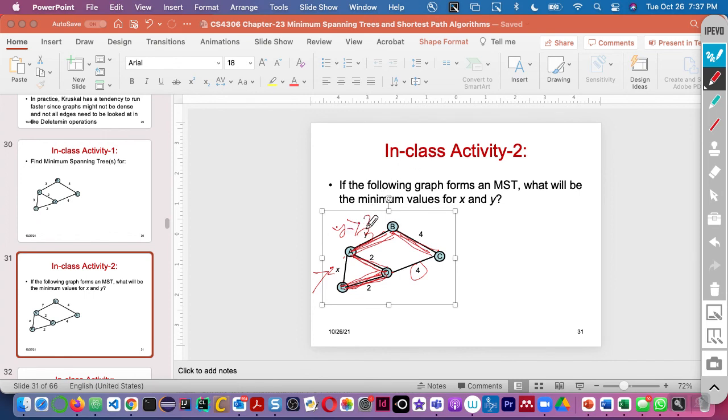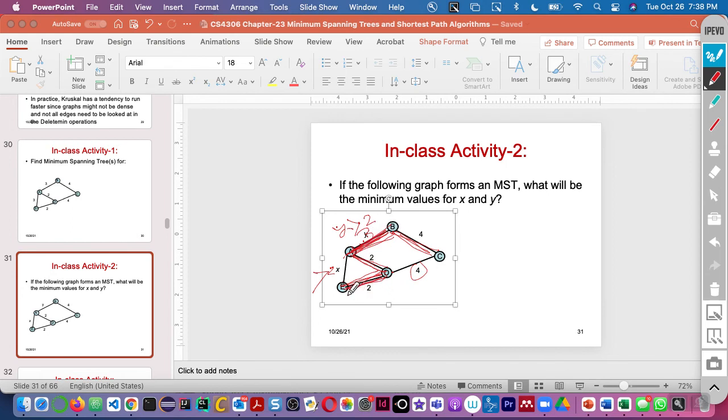But another thing is that we don't know which edge is drawn first. For instance, if this is taken first, then that may be the minimum one. In that case 1. So minimum value will be 1. We don't know which way it was created.